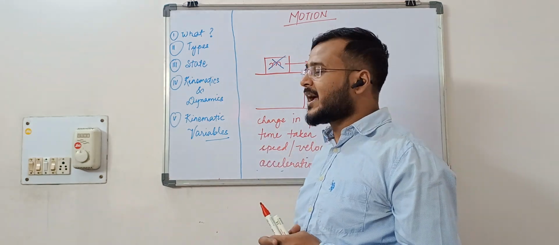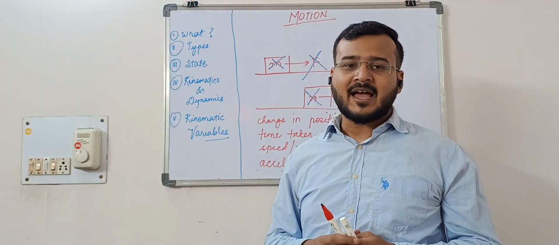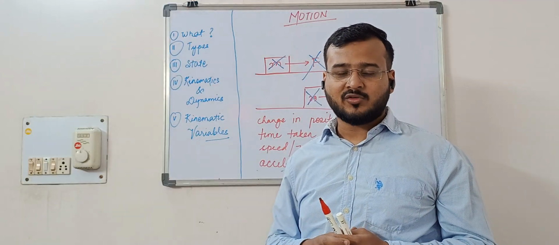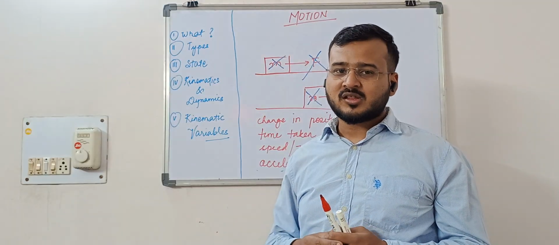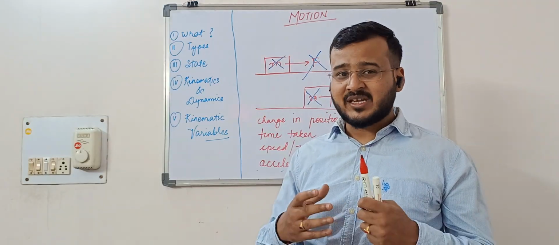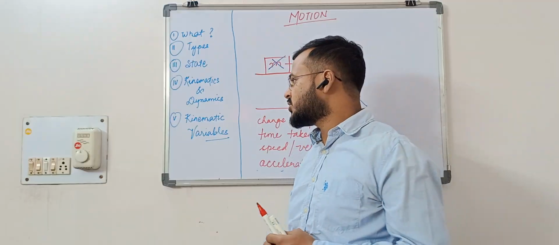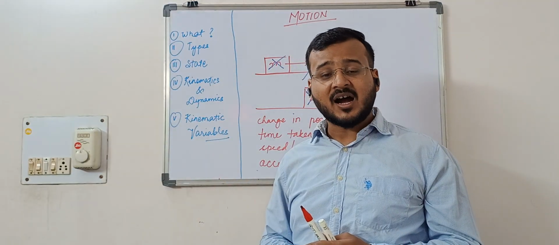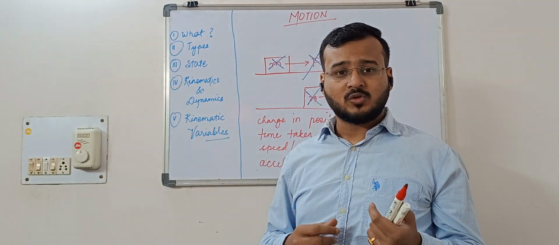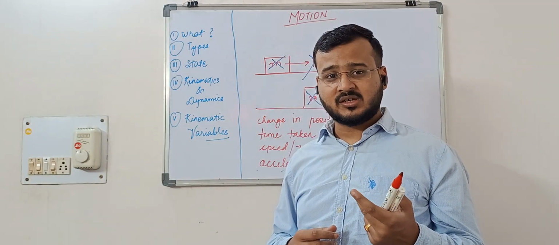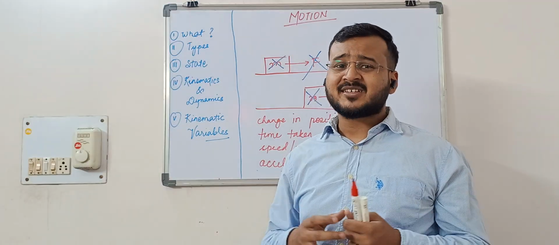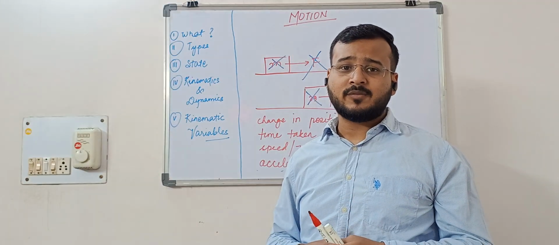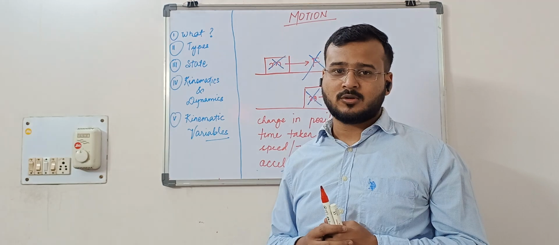Right? Then we come to kinematics and dynamics. Well, kinematics and dynamics both are the study of motion, but in kinematics we do not take into consideration the cause for motion, whereas in dynamics we take into consideration the cause of motion. And the kinematic variables are basically you have time, you have change in position, displacement, you have speed, velocity, and acceleration. By studying these kinematic variables, we will be able to better understand motion, right?